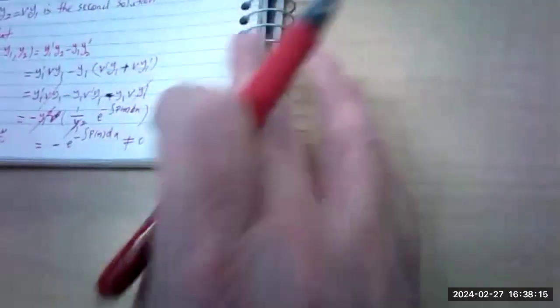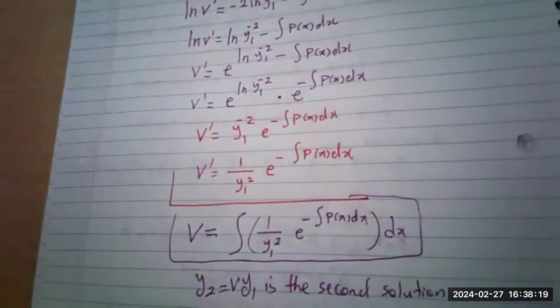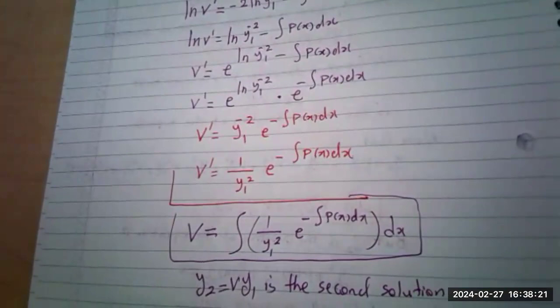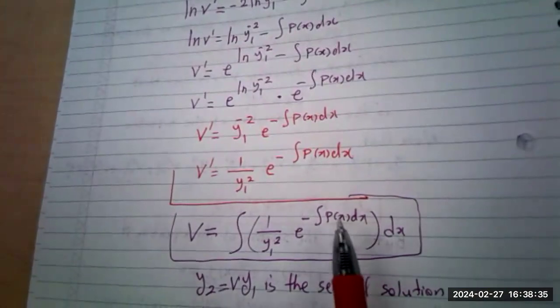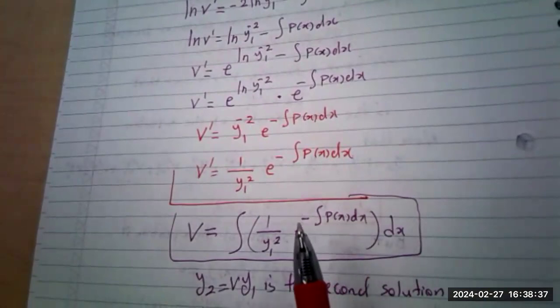So your job is to make sure you remember this formula. That's it. You can use the formula: 1 over y1 squared e to the, as usual, we identify the p(x) first. We go for the integral of p(x), find e to the that, then you bring it up to take the integral. The only thing that you may miss is p(x). When you find the p(x), the coefficient of the y double prime must be 1.